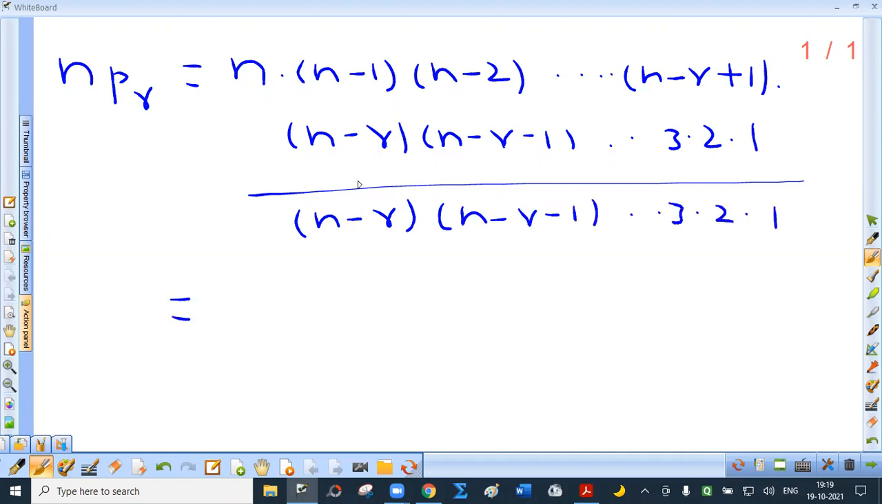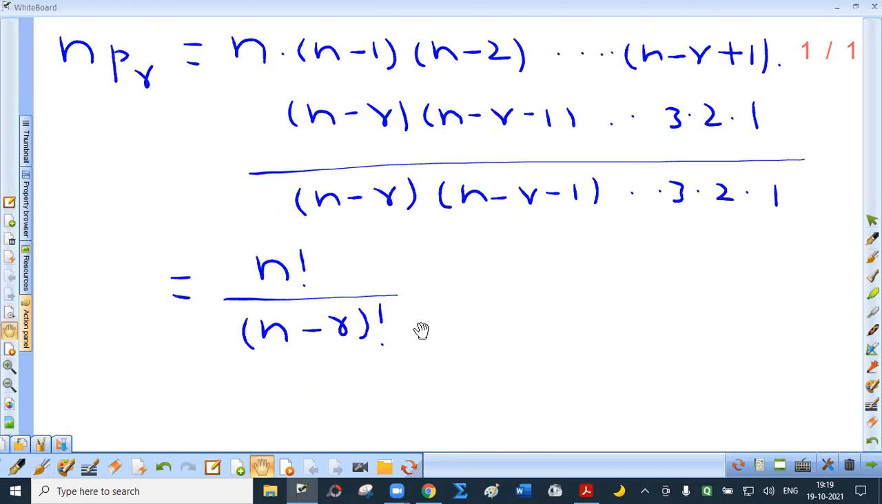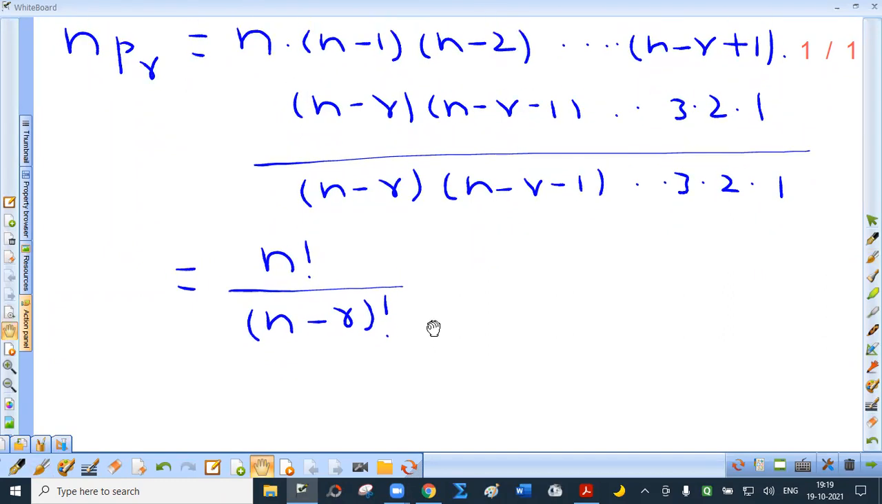Note that numerator is 1 into 2 into 3 up to n. That is product of first n natural numbers. That is n factorial. What about denominator? 1 into 2 into 3 up to n minus r, which is product of first n minus r natural numbers. So it is n factorial upon n minus r factorial. Is that clear? So this is the formula. Tomorrow I'll explain the proof once again. So even if you haven't understood it, no problem.